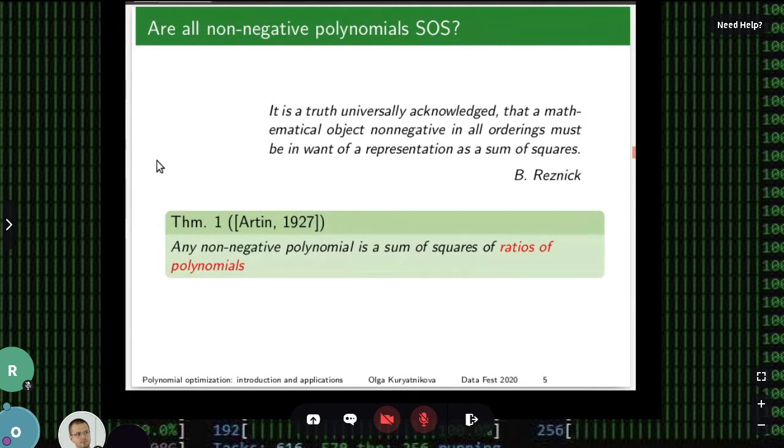And the main result, the most general result which has been obtained, looks like this. This is a theorem by Artin from the beginning of the 20th century, who said that any non-negative polynomial can be written as a sum of squares, but not as a sum of squares of polynomials, but as a sum of squares of ratios of polynomials. So it is a more complicated object than just polynomials. And this hints that our relaxation, when we just move from non-negative polynomials to sums of squares, not sums of squares of ratios, must sometimes be not so good. And let's look at it next.